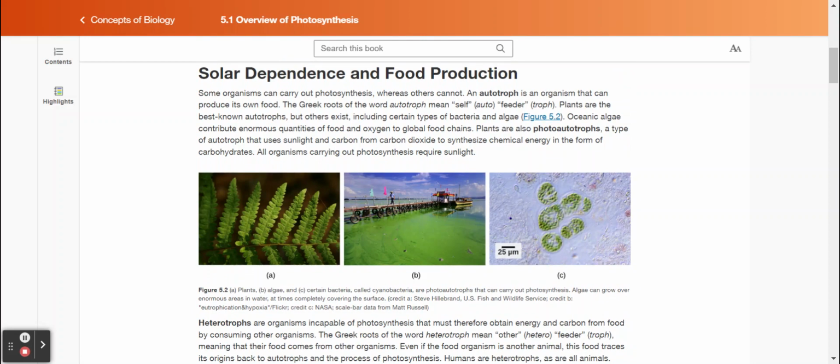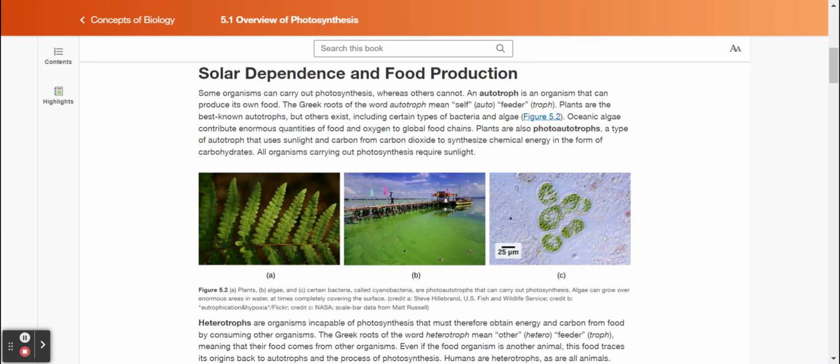Solar dependence and food production. Some organisms can carry out photosynthesis, whereas others cannot. An autotroph is an organism that can produce its own food. The Greek roots of the word autotroph mean self, auto, and feeder, troph. Plants are the best known autotrophs, but others exist, including certain types of bacteria and algae. Oceanic algae contribute enormous quantities of food and oxygen to global food chains.